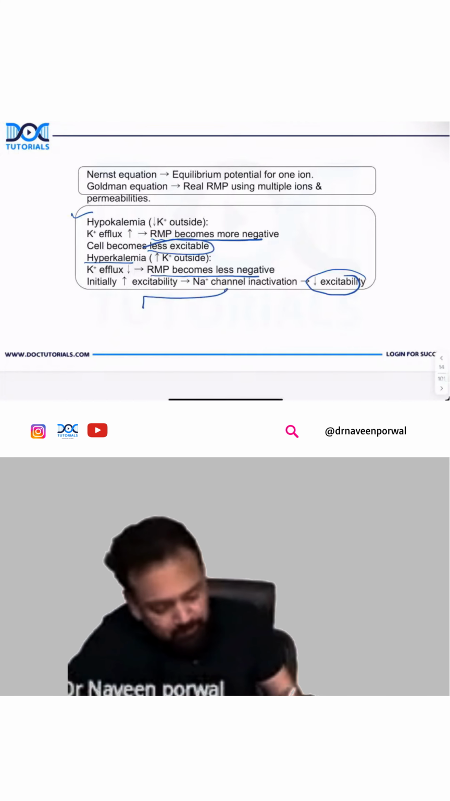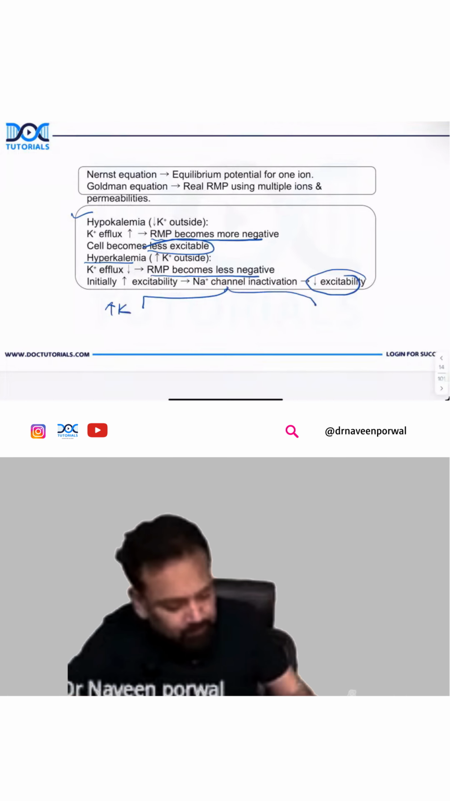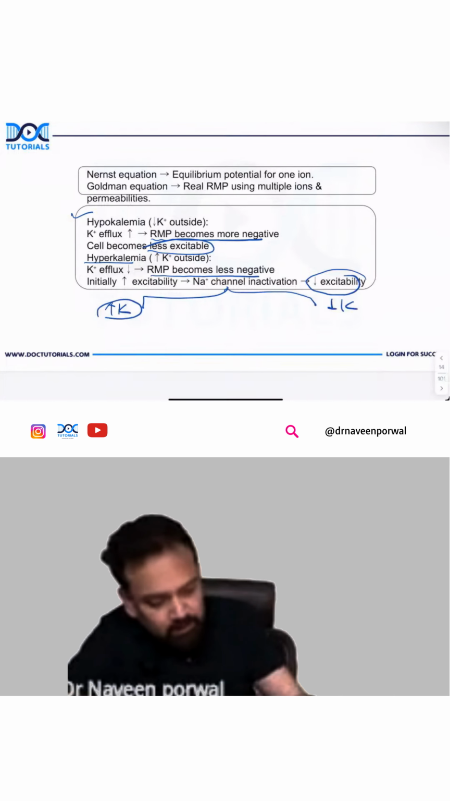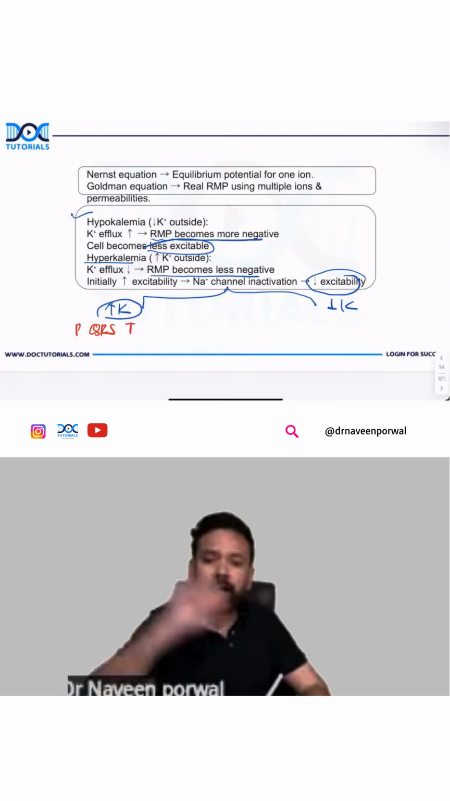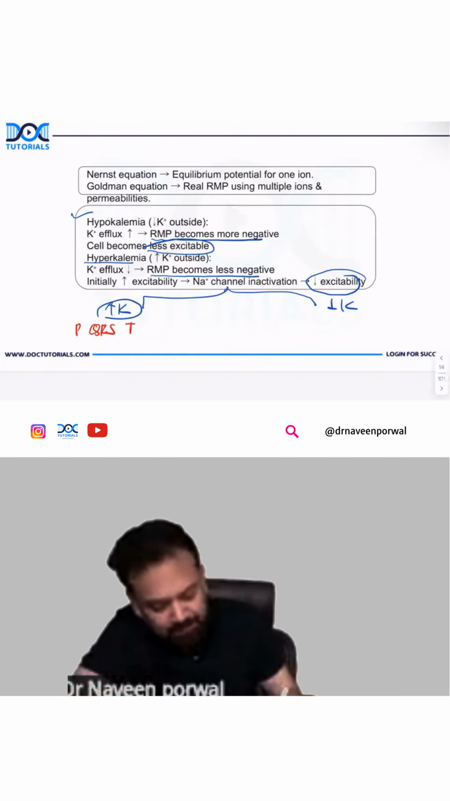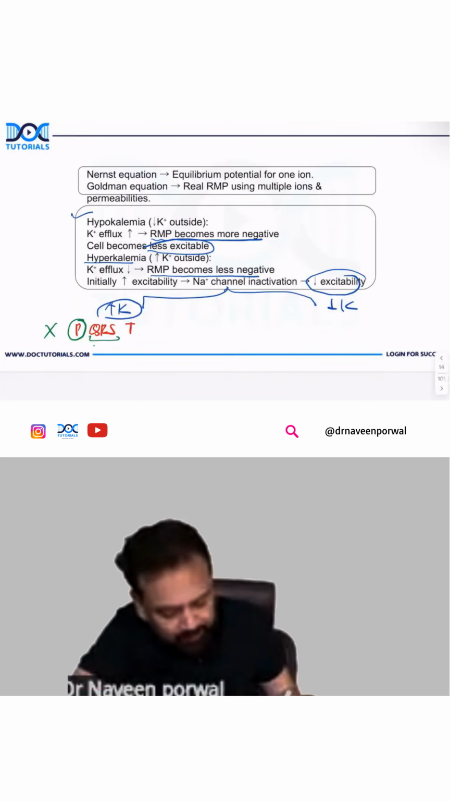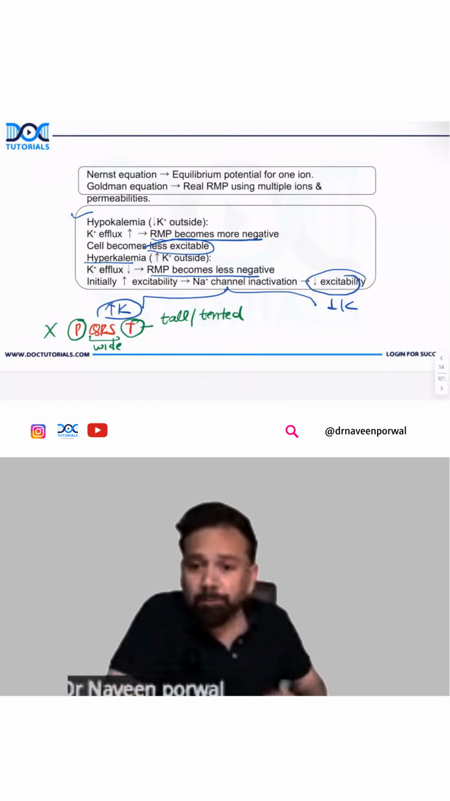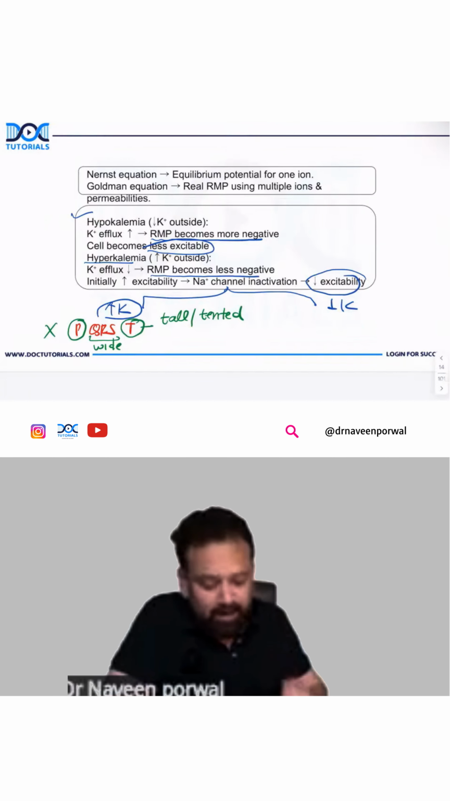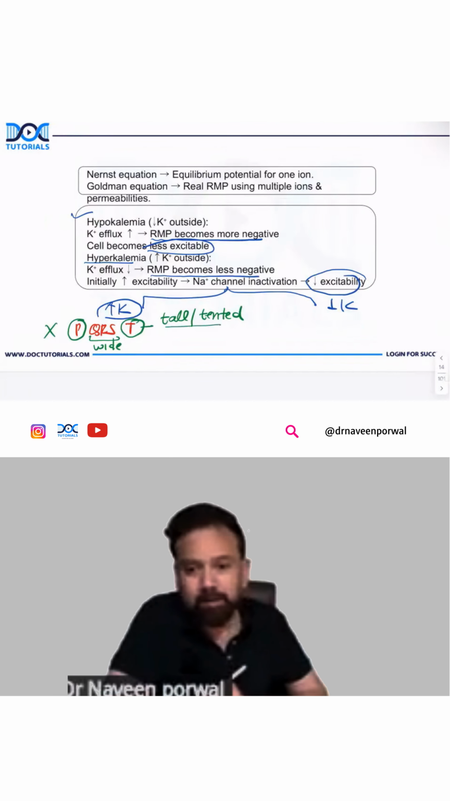And if you remember the ECG changes in hyperkalemia and hypokalemia, in hyperkalemia, the mnemonic is PQRST. P is absent. QRS is wide. And T will be tall and dented. So what are the ECG changes in hyperkalemia, doctor? P wave will be absent. QRS will be wide and T will be tall dented. All the 3 features of hyperkalemia.